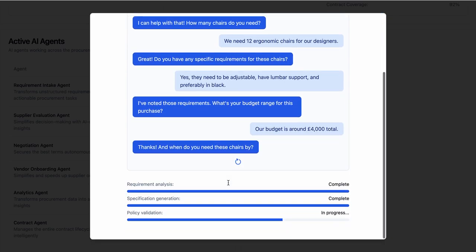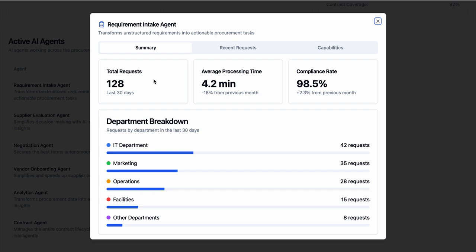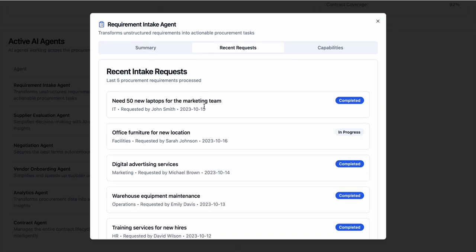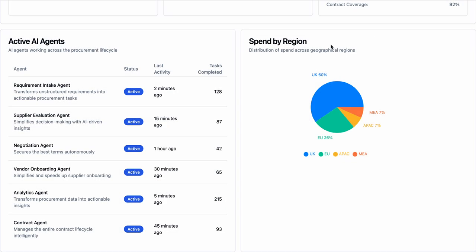There's a requirement analysis, there's a specification generation, and based on the policies, the requests can be created. You can look at how many requests were made, the processing time, and the compliance rate that it remains within PO, right? And see some of the last few requests. The agent has detailed capabilities so that people using it know what it can be used for, what it cannot be used for, right? And this is all configurable, extendable, expandable, and can fit your requirements.